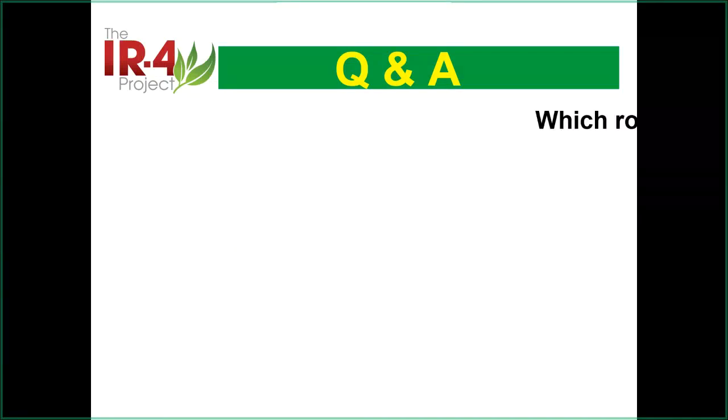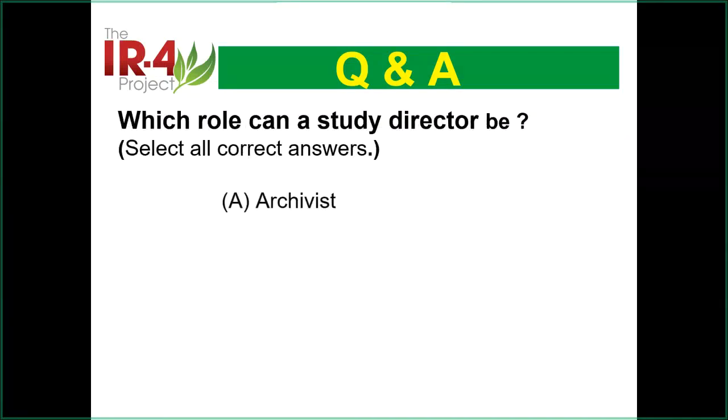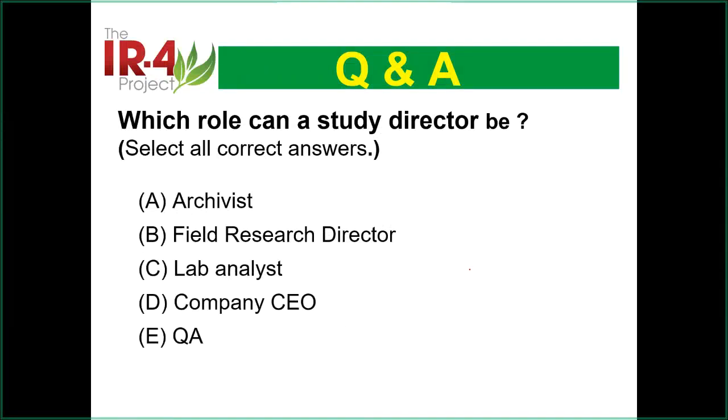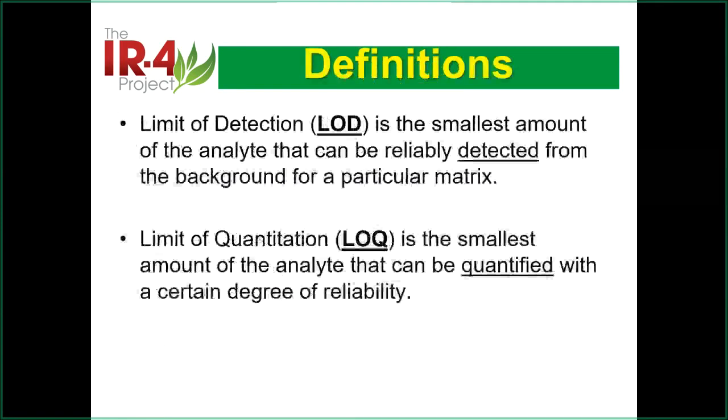The next one is about who the study director can be. For example, the study director can be the archivist, can be the field research director, can be any chemist in the lab, can be the company CEO, which is the biggest boss of the company. It could be the lab management and QA. Same thing, select all answers. Okay, that's the quick review and the questions.